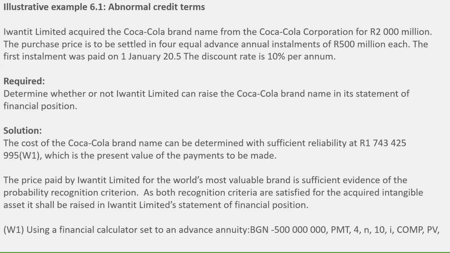So if we look at example 6.1 from our textbook, let's turn to that example. I Wanted Limited acquired the Coca-Cola brand name from the Coca-Cola Corporation for 2,000. The purchase price is to be settled in 4 equal advance annual installments of 500 each. The first installment was paid on 1 Jan 2005. The discount rate is 10% per annum.